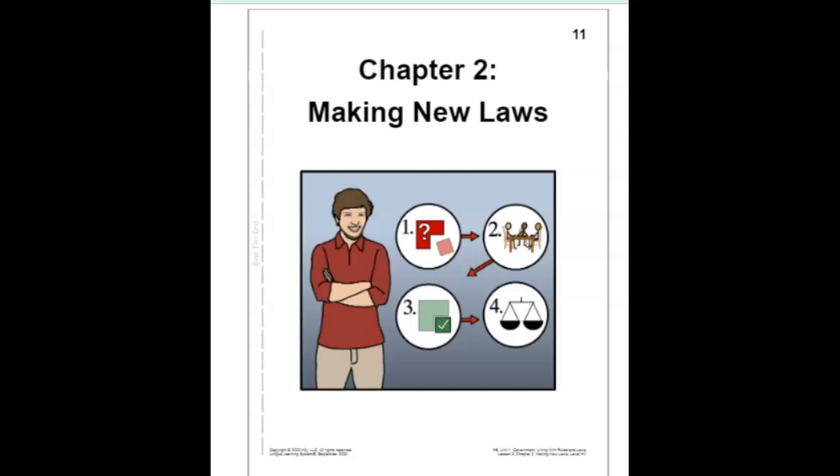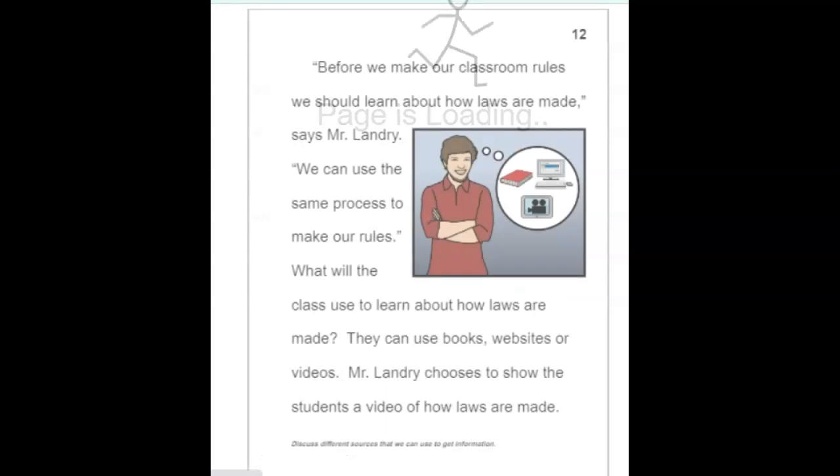New Class Rules. Chapter 2, Making New Laws. I have a question. As we read this page, let's discuss different sources that we can use to get information. Let's think about that as we read this page.